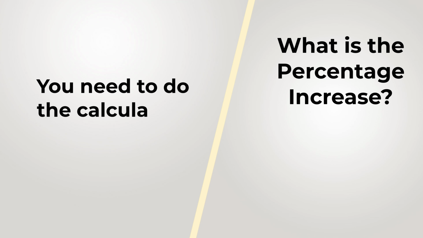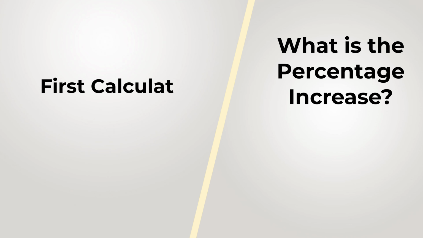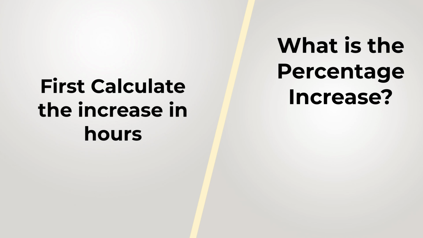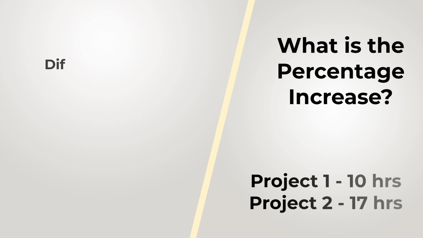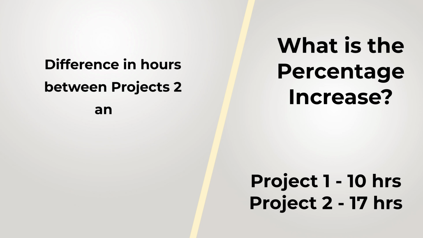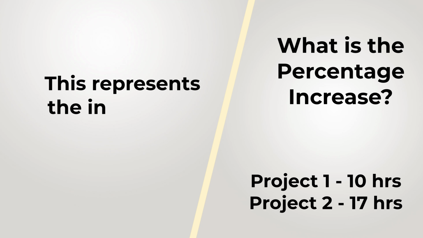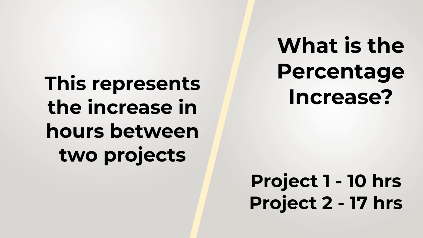To calculate percentage increase, you need to do the calculations. First, you need to determine the increase in hours. To do that, you need to subtract project 1 hours from project 2 hours. To do this, you need to do 17 minus 10, and the result would be equal to 7 hours. This represents the increase in hours between 2 projects.